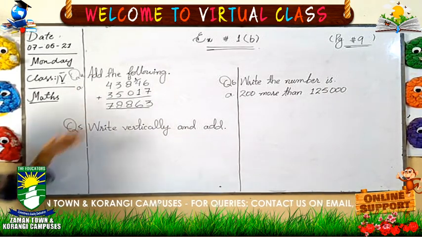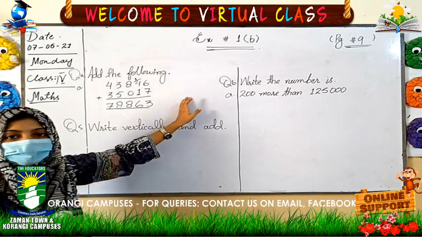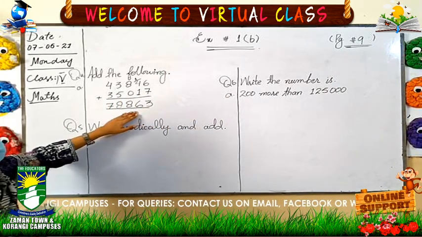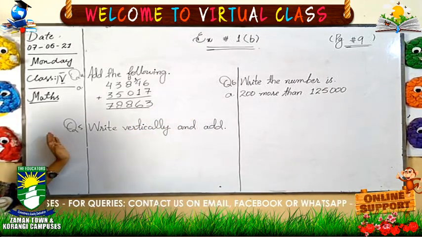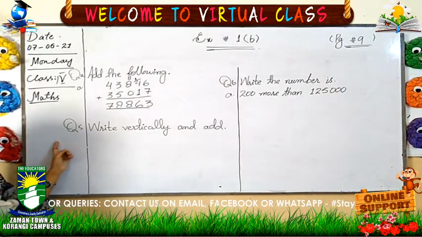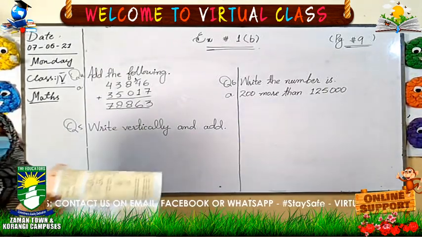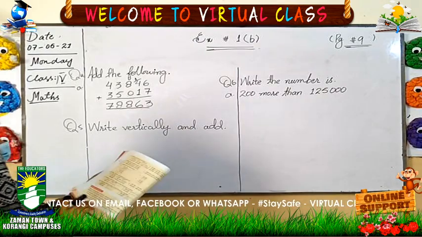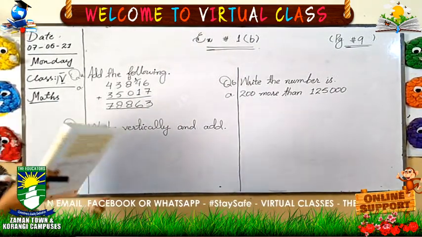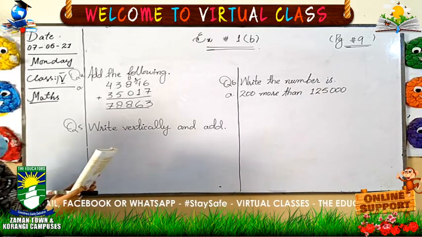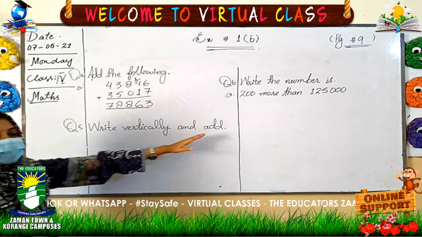You have to solve B, C and D parts in your books, as I have told you, this is your book work. Now comes the copy work, which is question number 5. Turn your pages and come towards question number 5 on page number 10. In question number 5, they are saying write vertically and add.